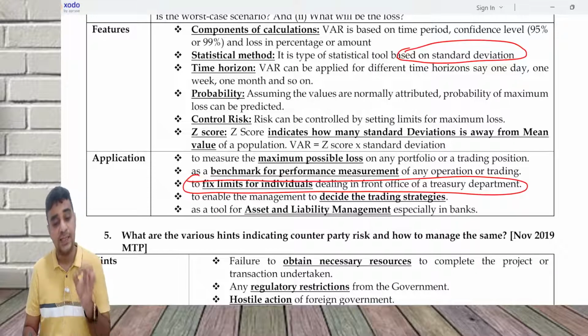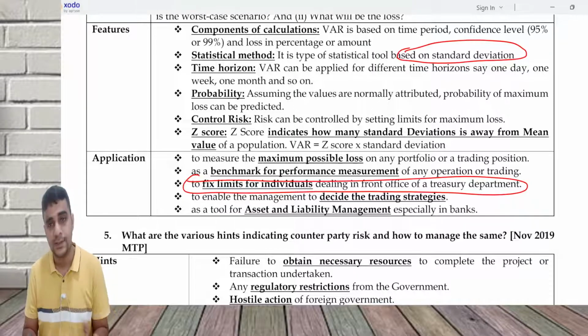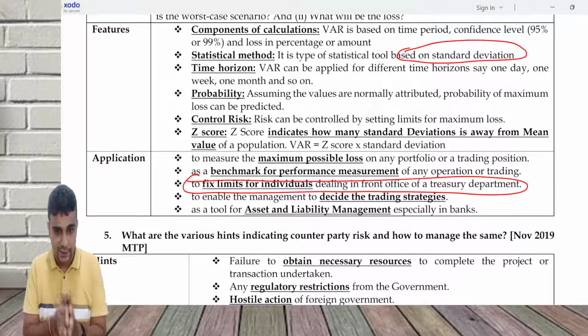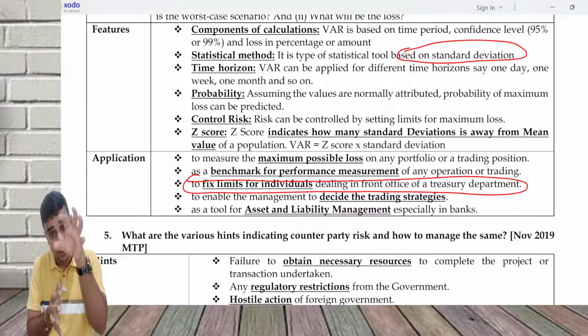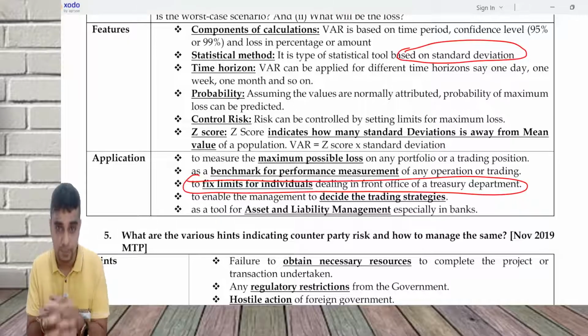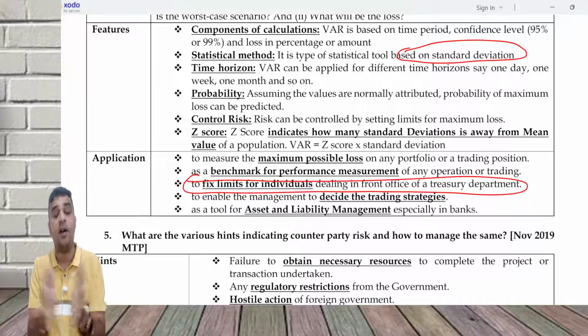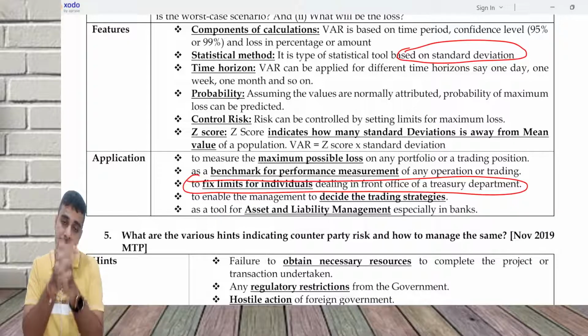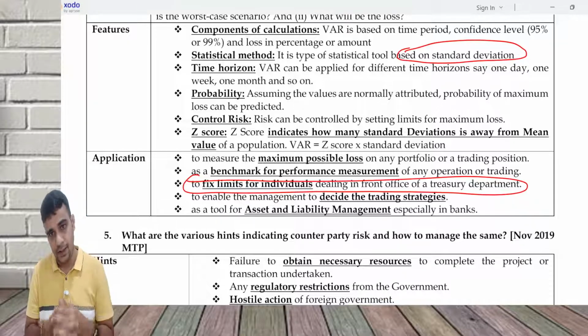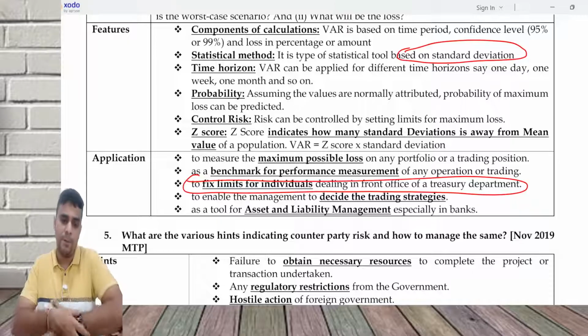What are the various hints indicating counterparty risk, and how do we manage them? Now, what is counterparty risk? We have already seen. Counterparty risk is basically the risk that on the due date, my counterparty, that is my customer or my supplier, does not fulfil their obligations, or, in the case of a bank, someone to whom you have lent money does not repay.